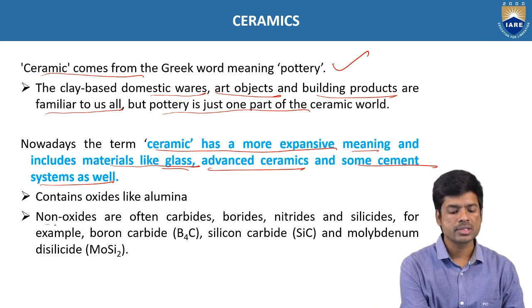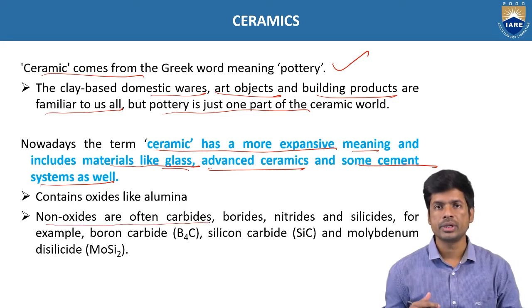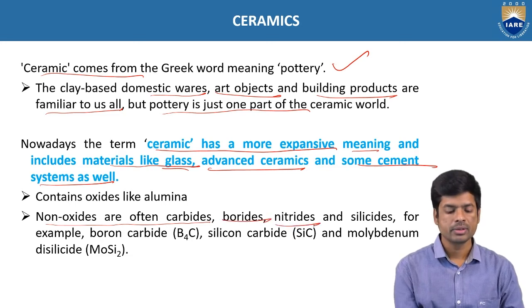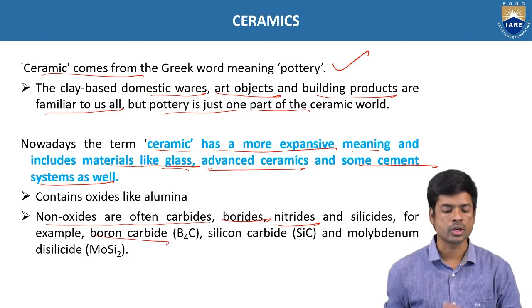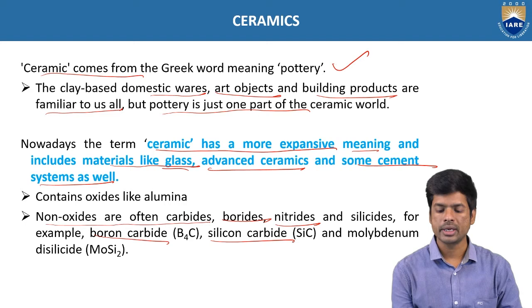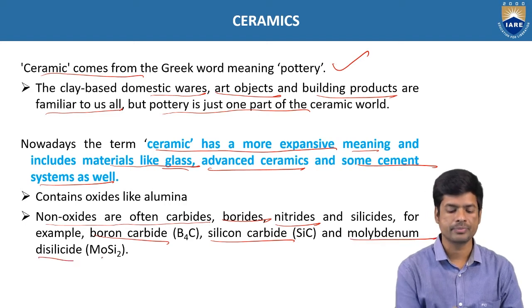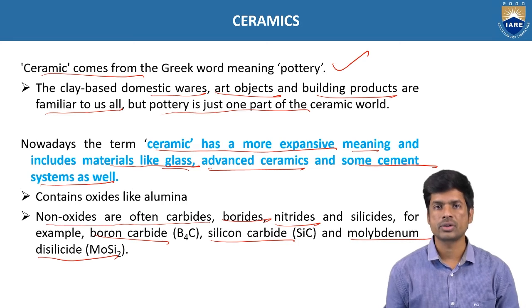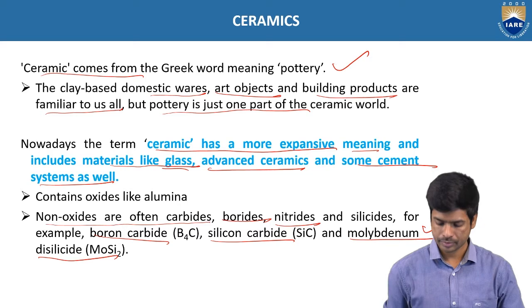So non-oxides are often carbides. Here we are going to use non-oxides also, that is carbides, borides, nitrides, silicides. For example, boron carbide is also one of the carbides, and silicon carbide. And next, molybdenum disilicide. So these are some of the minerals we are adding. These are called non-oxides. These non-oxides are added in the manufacturing of ceramic materials. Just remember these chemicals.